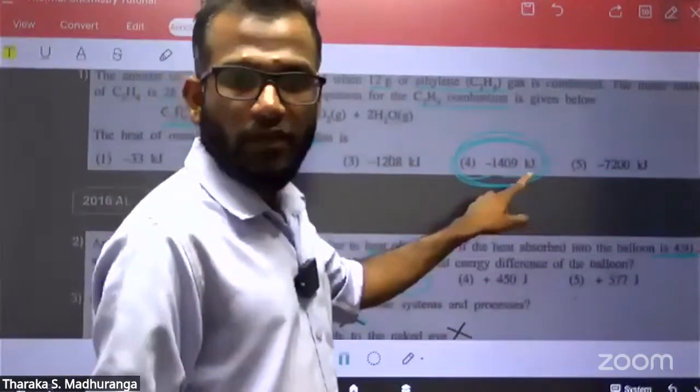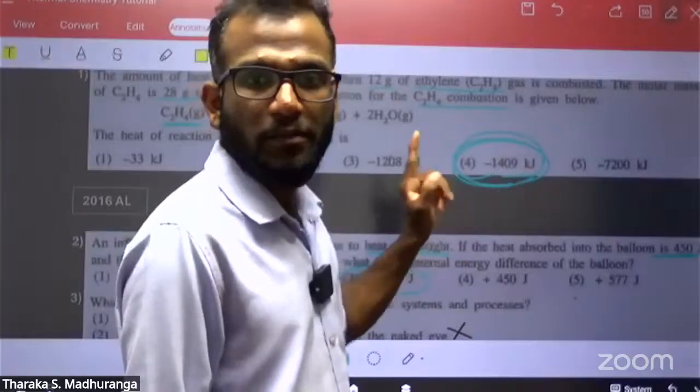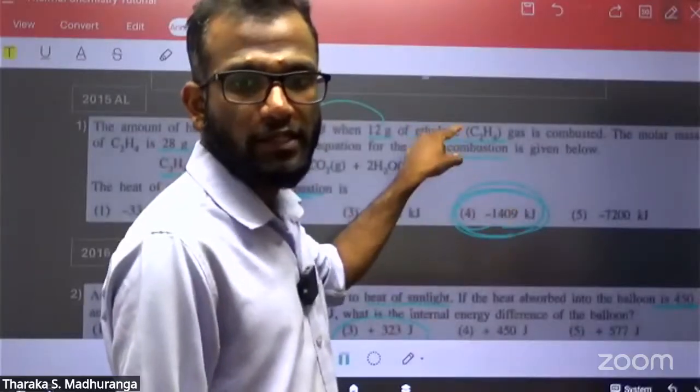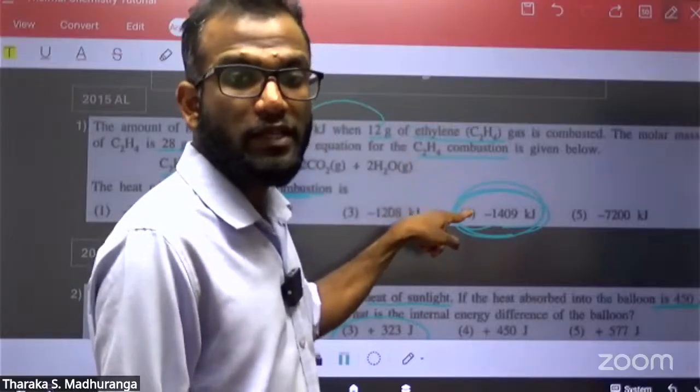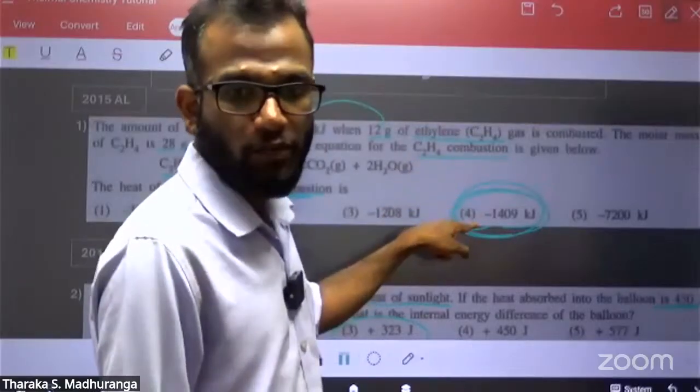Why is it given as minus? Because it is a combustion reaction in the first question. The ethylene combustion is an exothermic reaction. Why is the heat of reaction minus? I think you notice this.